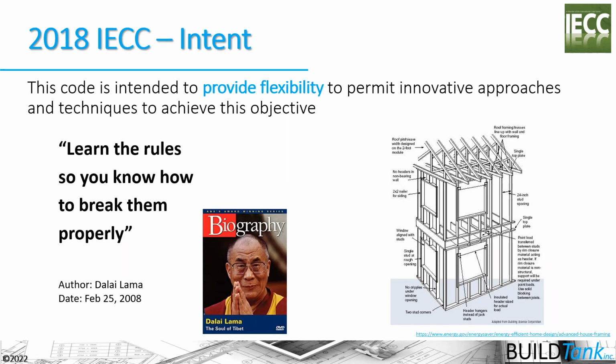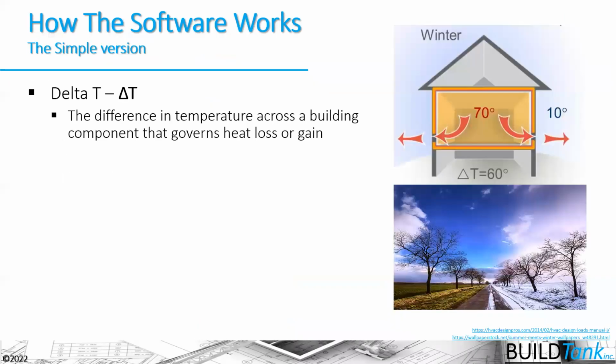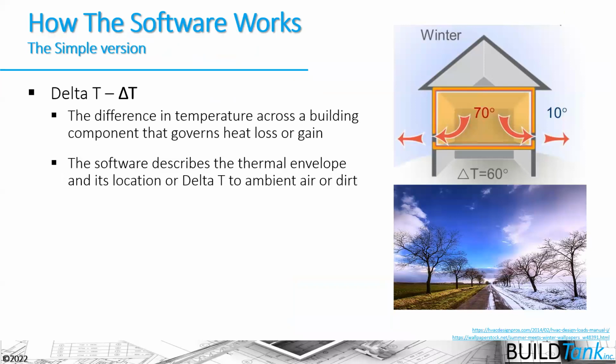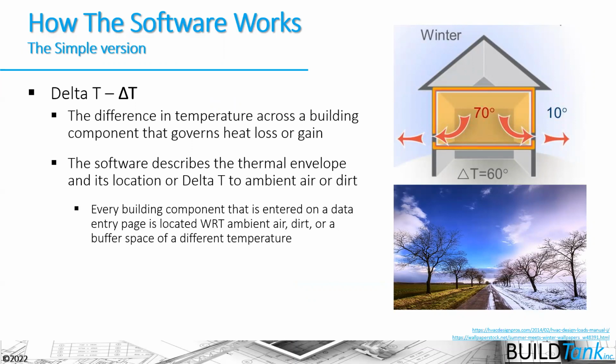It gives you flexibility in these trade-offs and these trade-off approaches, but the trade-off approaches use software. So how does the software work? The basis of the software is that it's trying to understand the difference in the temperature across the building component so that it can determine how the second law of thermodynamics is going to work. It says energy is going to move from higher concentrations to lower concentrations, or from hot to cold in essence.